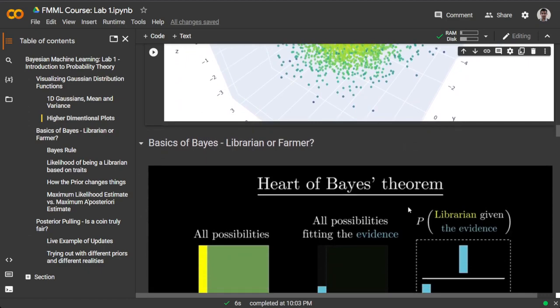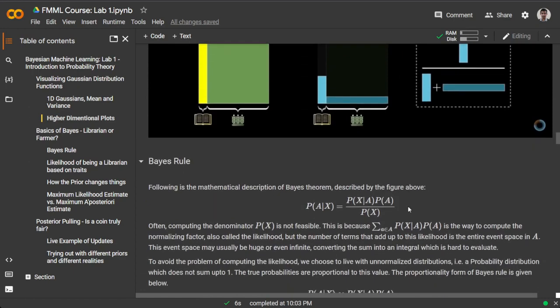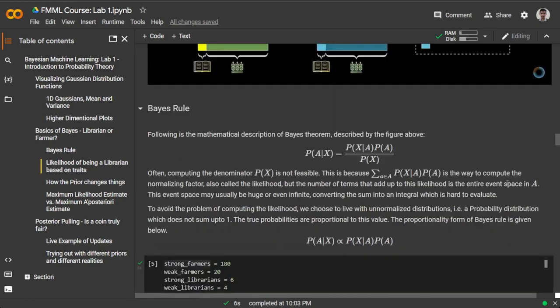Next, we would move to the heart of Bayesian machine learning, which is the Bayes theorem. The Bayes theorem states that the probability of some event A given some other event X equals the probability of some event X given the event A times the inherent probability of A divided by the inherent probability of X. To take an example, the most common example we deal with is of, say, diseases and symptoms. So the probability of some disease given some symptom, which is typically hard to compute, equals the probability of that symptom given that disease times the probability of that symptom divided by the probability of that disease.